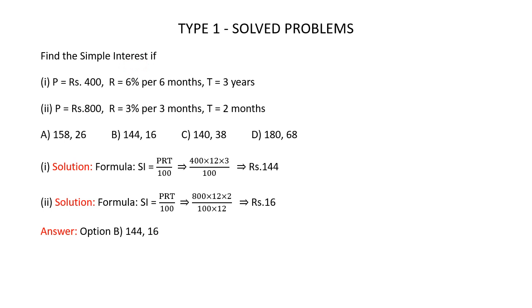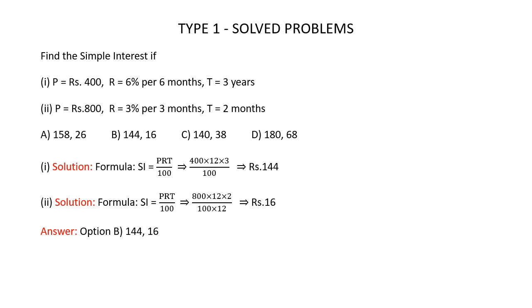Find the simple interest if principal is rupees 400, rate of interest is 6% per 6 months and time is 3 years. Observe here that the rate of percent is given for 6 months. Now rate of interest should always be for 1 year. So now if for 6 months, the rate of interest is 6%, then for 12 months, the rate of interest will be 12%.